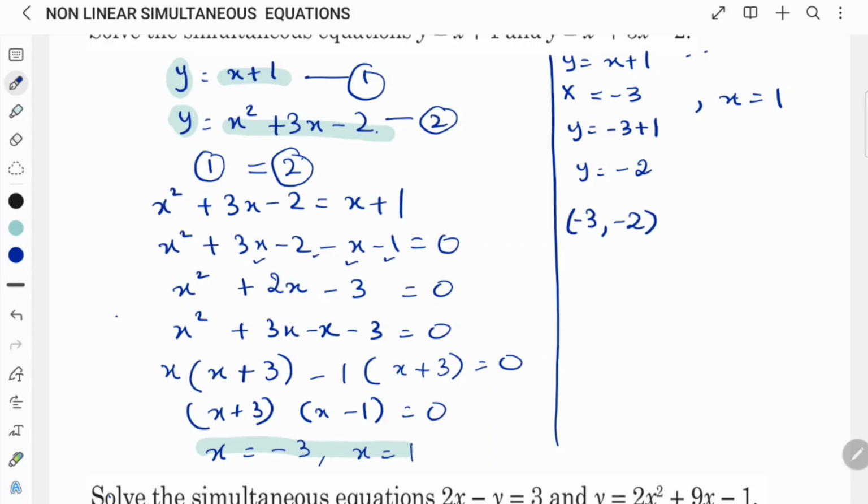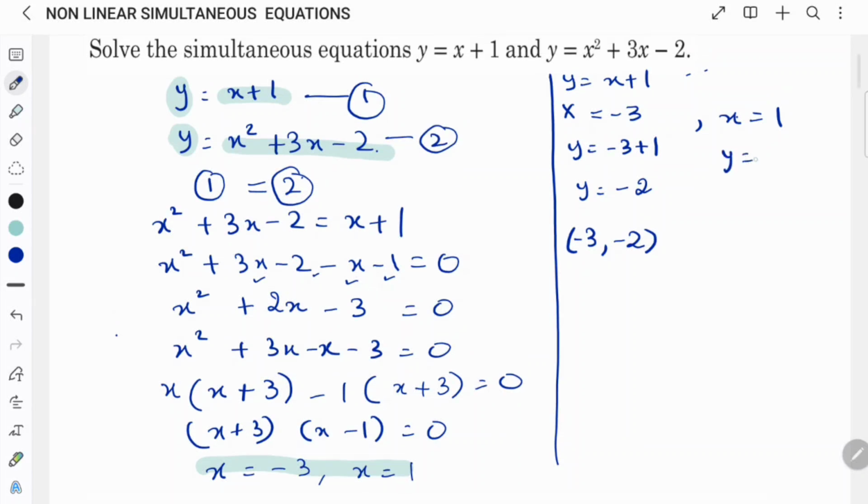All right, the second answer, y is equal to x plus 1, that is equal to 2. The second set of answer, when x is 1, y is 2. You have to write down the minus 3 and minus 2, 1 and 2. You cannot write down x is minus 3, 1 and y. You have to give which one will go with which coordinate, the complete coordinate, and then it's correct.